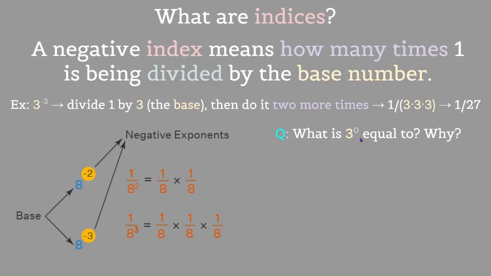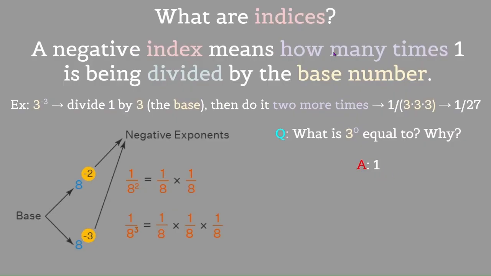3 with an index of 0, right? What is it equal to? Let's see, did you get it right? It's equal to 1. Yes. So why? Why is it equal to 1? How can we start with a 3 and we have a 0 and it is equal to 1?